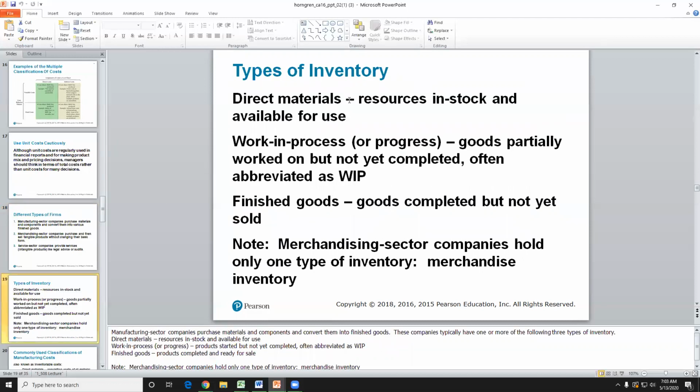So when we talk about inventory, which is something that merchandising and manufacturing companies have, we can break it up into these categories. Manufacturing companies can have direct material, work in process, finished goods. Merchandising companies typically only have finished goods. They typically don't have direct materials and work in process. These are functions of manufacturing companies, but both manufacturing and merchandising companies are going to have finished goods. Service organizations typically don't have inventory.